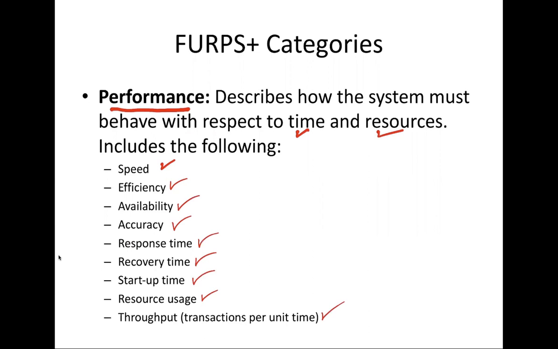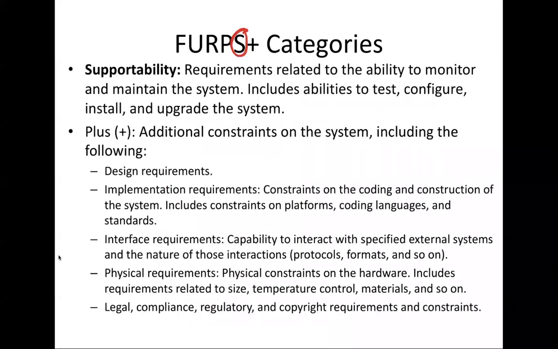So in addition to the performance, the last S in our FURBS model stands for supportability, which means requirements related to the ability to monitor and maintain the system, including abilities to test, configure, install, and of course, upgrade the system. So you can see you have the checklist. You start with those requirements related to functionality, usability, reliability, and of course performance and then supportability.